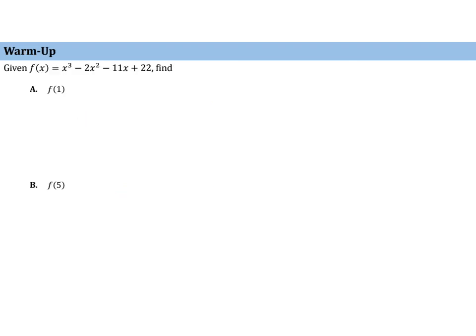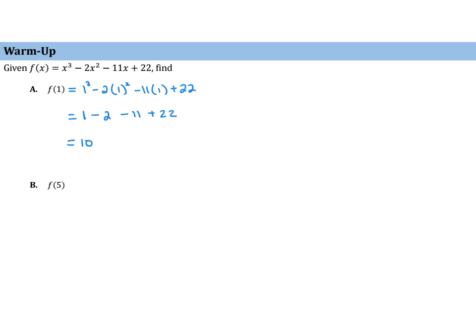So let's go ahead and evaluate our polynomial, which you'll notice is the dividend that we've been seeing in the past examples. So we're going to take f of 1 and evaluate it. f of 1 will be 1 cubed minus 2 times 1 squared minus 11 times 1 plus 22. So we obtain 1 minus 2 minus 11 plus 22. And this yields for us 10.